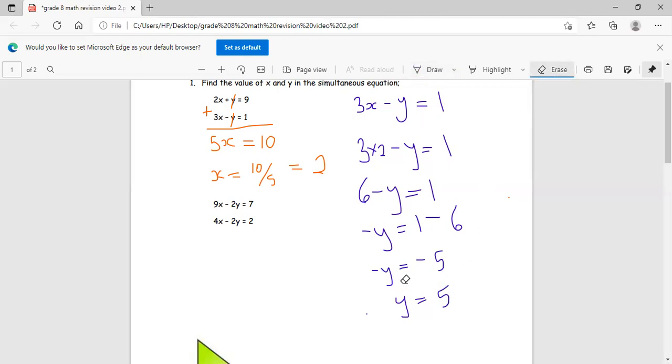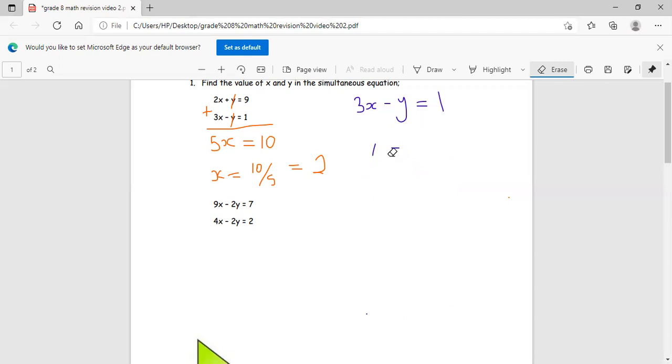Let's solve the second one. I'm going to remove this so that I can have space to solve the second one. So if you need to revise more, just go back to the video and watch it again. All right, so let's solve the second one.